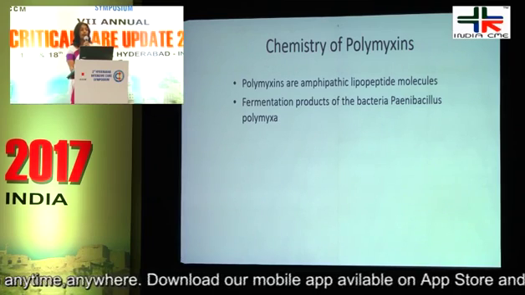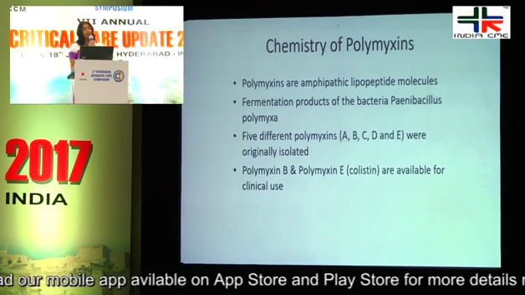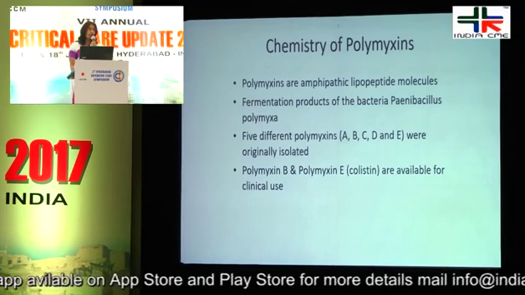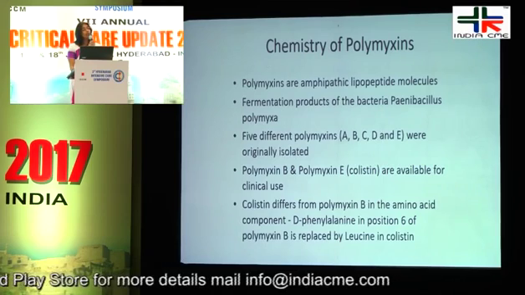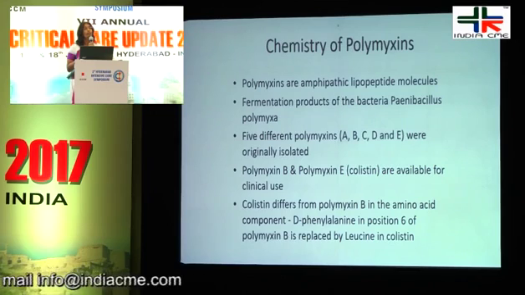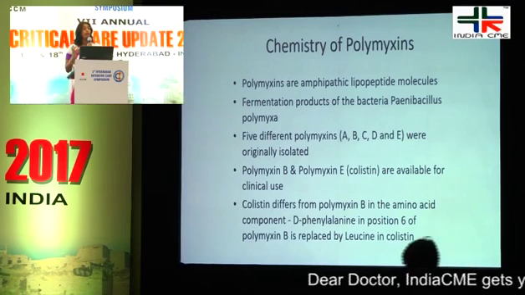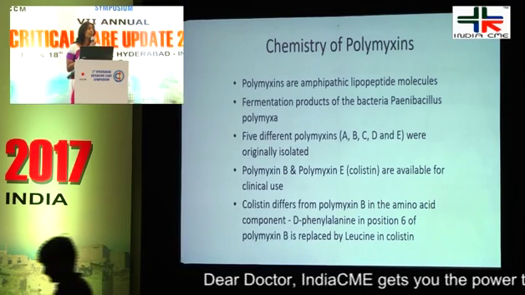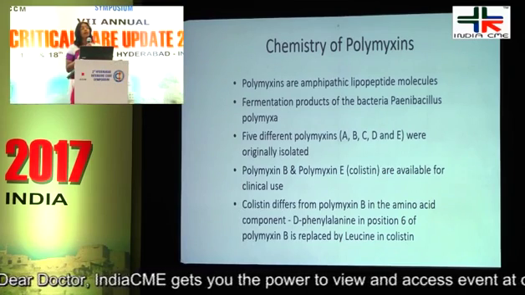Polymyxins are basically fermentation products of the bacterium Paenibacillus polymyxa. There are 5 different types of polymyxins available, but only 2 are clinically relevant to us: polymyxin B and polymyxin E, that is colistin. For many years, colistin and polymyxin B were thought to be very similar because they are derived from a common source. They have a very similar spectrum of activity and almost the same biochemical structure. But in the last few years, there have been a lot of in vitro studies looking at the pharmacokinetics and pharmacodynamics of these drugs, and we now see that in terms of disposition and potency, these drugs are different.